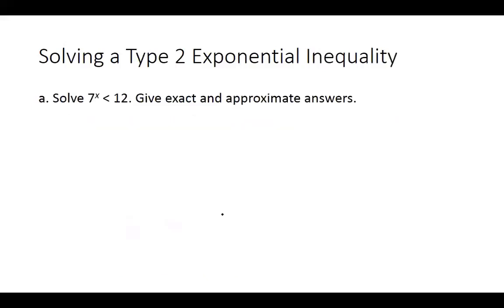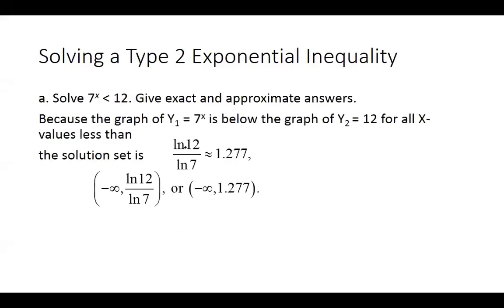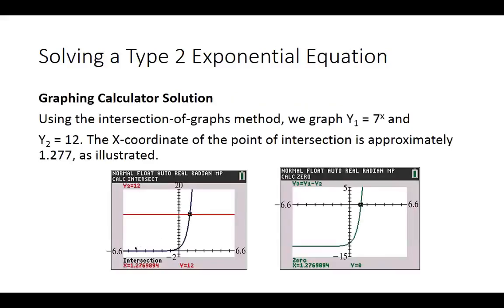Solve 7 to the power of x less than 12. If you go back to your graph on the calculator, the graph of 7 to the power of x is below the graph of y2 equal to 12 for all x values less than that point. So the solution would be all the numbers from negative infinity to this value, which is 1.277. Going back to the graph, you can see all the numbers from negative infinity to this number.